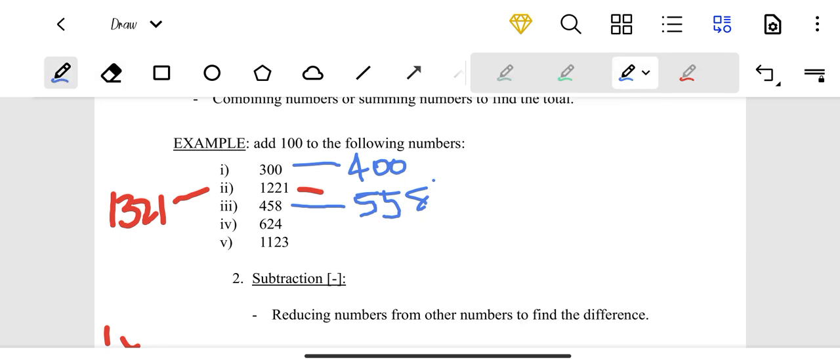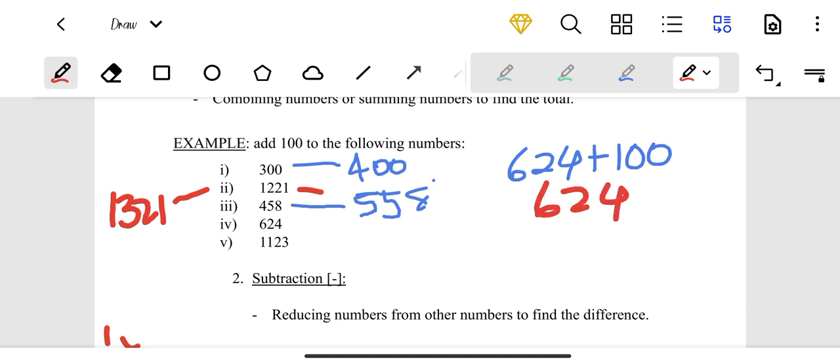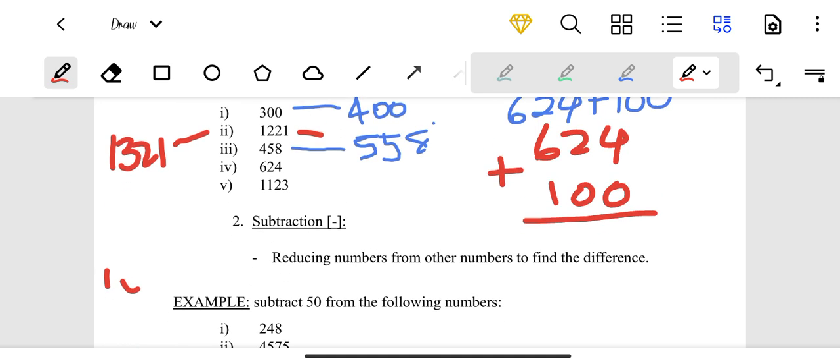So now we come to the fourth one, which is 624. Remember, we are still adding 100. So we have 624 plus 100. How do I write it? I'm going to have my 624, my 001, my line there, my plus sign. Then 4 plus 0 is 4, 2 plus 0 is 2, 6 plus 1 is 7. And then you are done with that one. I hope it is making sense.